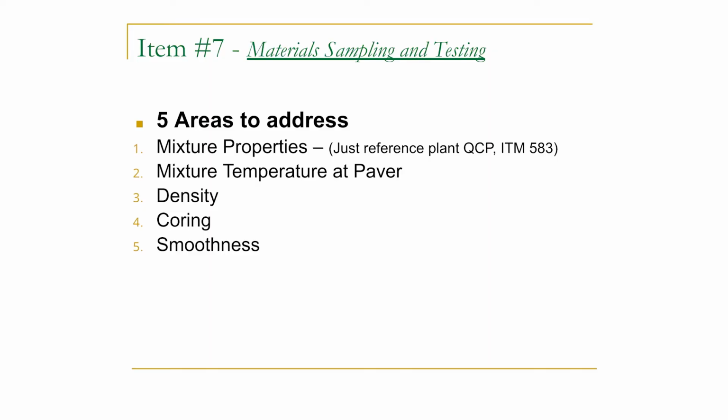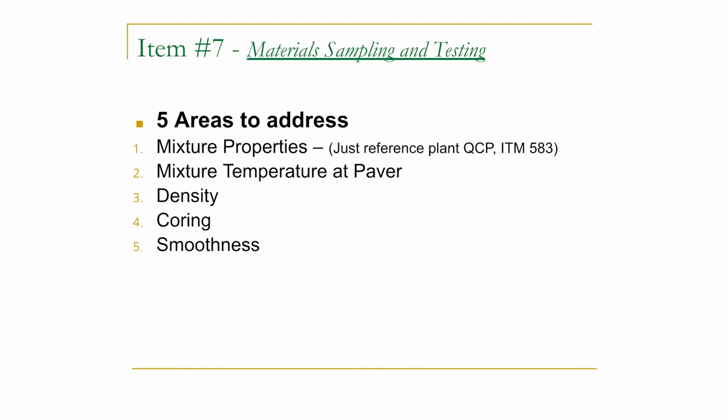All right, 4 more items need to be put in the QC plan. The next thing, item 7, is all your material testing. Remember, it's a QC plan, so it's just items that the contractor is going to do to control different processes in the operation. So the sampling: you have to address mixture properties.